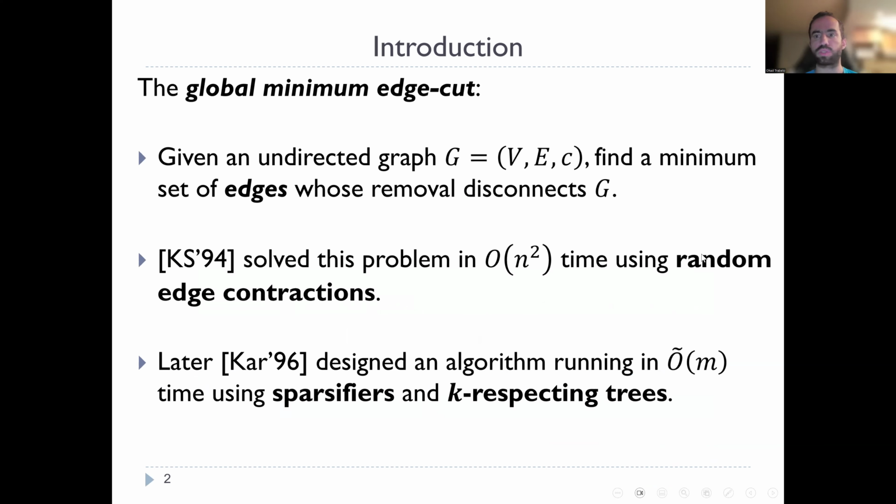In the most classic version of the problem, we're given an undirected graph, and we need to find a minimum set of edges whose removal disconnects the graph. Karger and Stein solved this problem in the 90s, using random edge contractions. This is a classic algorithm in textbooks. Later, Karger in '96 designed an algorithm for the problem running in near-linear time using sparsifiers and k-respecting trees.